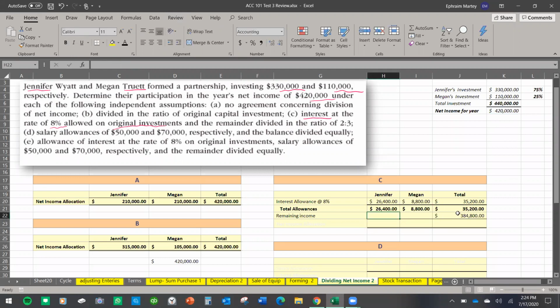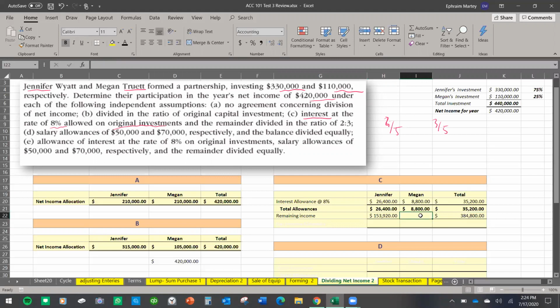We are going to divide the remaining in two-thirds. This two-thirds simply means Jennifer is going to get 2 out of 5, and then Megan is going to get 3 out of 5. So we are going to take 2 divided by 5 multiplied by the remaining income.